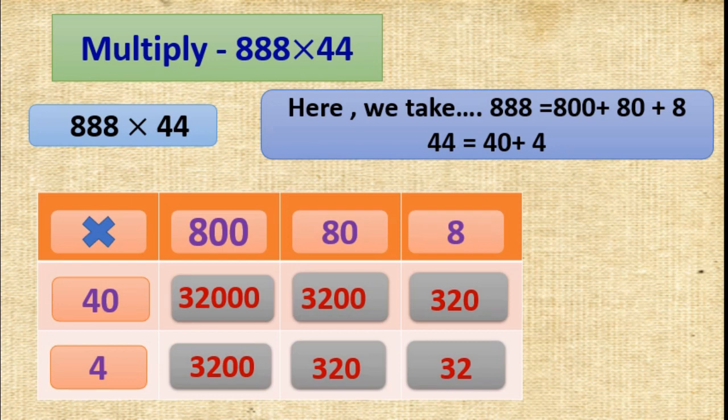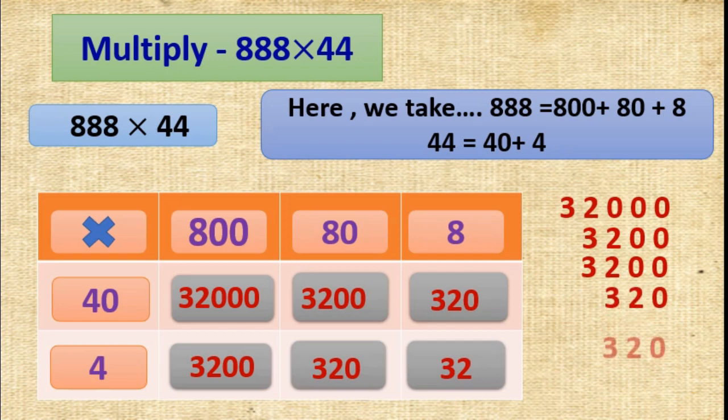See, here we will add all these numbers. We will first write 32,000, then 3,200. Again one more 3,200 is there. Then 2 times 320 is there. Then 1 time 32. Correct? Now we will add these numbers.